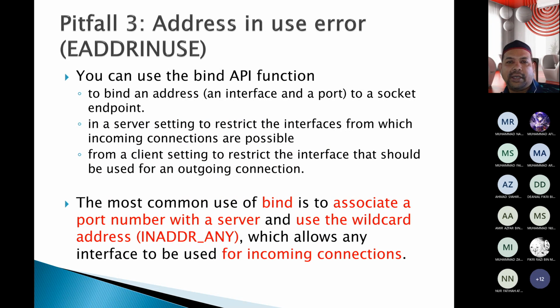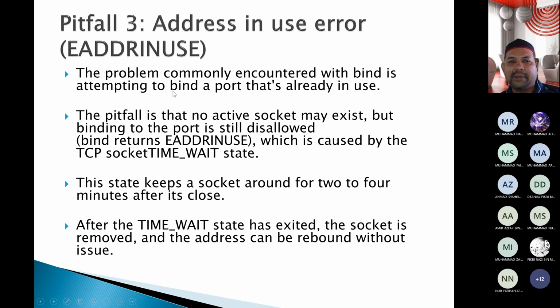3, 4, 5. So address in use error. You can use the bind API function to bind an address and interface and a port to a socket endpoint. In a server setting, to restrict the interfaces from which incoming connections are possible; in a client setting, to restrict the interface that should be used for an outgoing connection. The most common use of bind is to associate a port number with an address and use a wildcard address, INADDR_ANY, because kita nak pakai any network card kan, which allows any interface to be used for incoming connections. Okay, the problem commonly encountered with bind is attempting to bind a port that's already in use. Itu masalahnya. The pitfall is that no active socket may exist but binding to the port is still disallowed. Nak connect balik tak boleh.